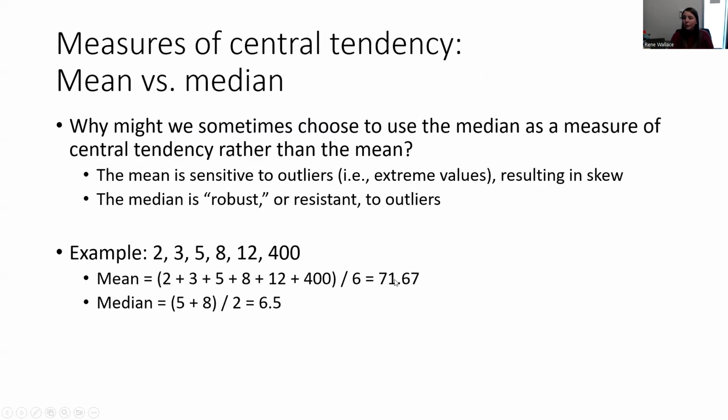So the mean is 71.67. That's a huge number. What does that mean? Well, the median is 6.5. What does that mean? Right? So the median would live kind of here, right? In between 5 and 8. Well, the mean is all the way over here, right? Between 12 and 400.